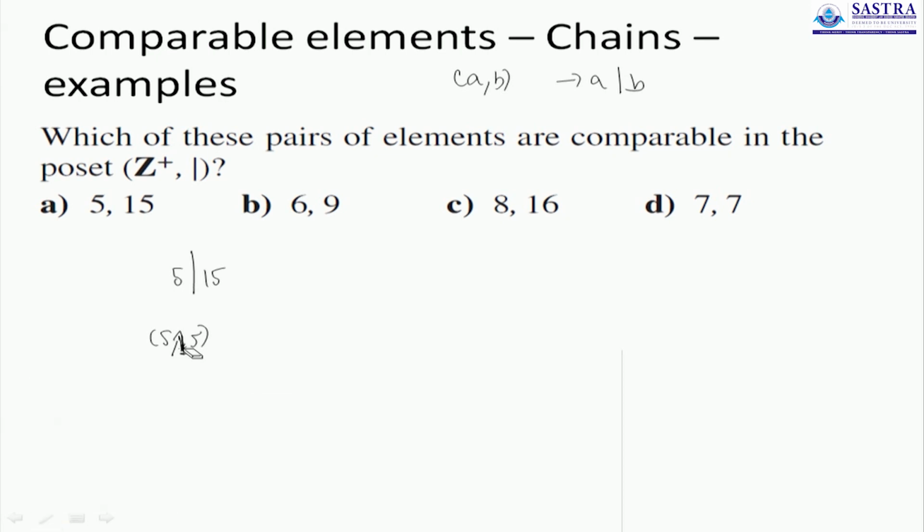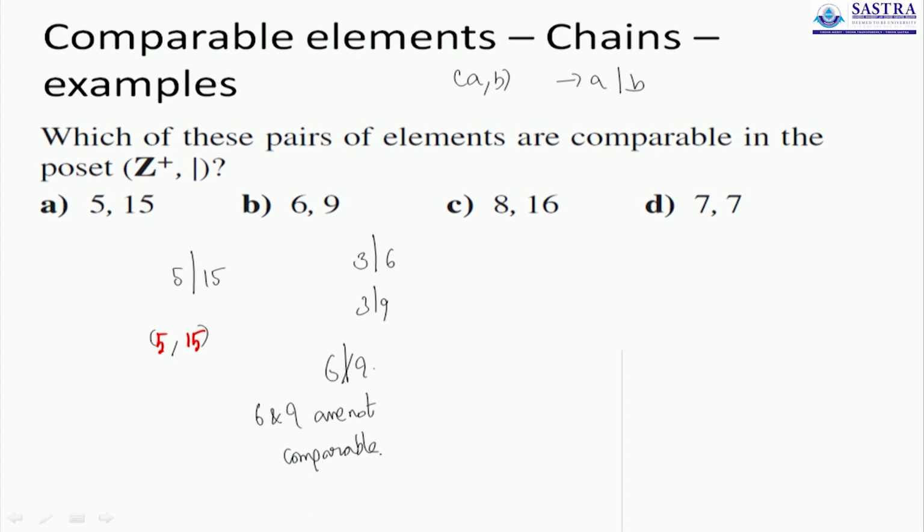Therefore the first set of elements are comparable. 5 and 15 are in fact comparable, because you find the ordered pair 5 comma 15 as part of the relation. How about 6 and 9? 6 and 9 have a greatest common divisor of 3. 3 divides 6, 3 divides 9, but 6 doesn't divide 9. And since 6 doesn't divide 9, you will see that 6 and 9 are not comparable. They are not comparable.